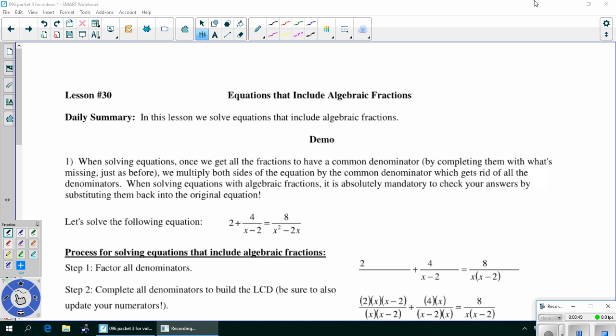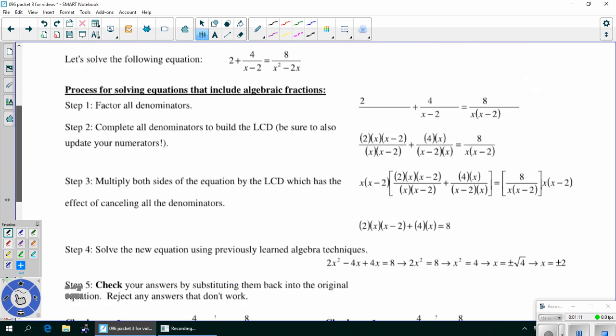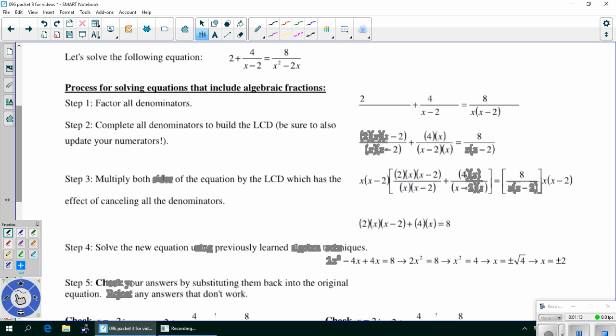But here's number 1. When solving equations, once we get all the fractions to have a common denominator by completing them with what's missing, just as before, we multiply both sides of the equation by the common denominator, which gets rid of all the denominators. When solving equations with algebraic fractions, it is absolutely mandatory to check your answers by substituting them back into the original equation. Like I said, that probably doesn't mean a whole lot at this moment, but let's try this example, and then we'll come back to that paragraph.